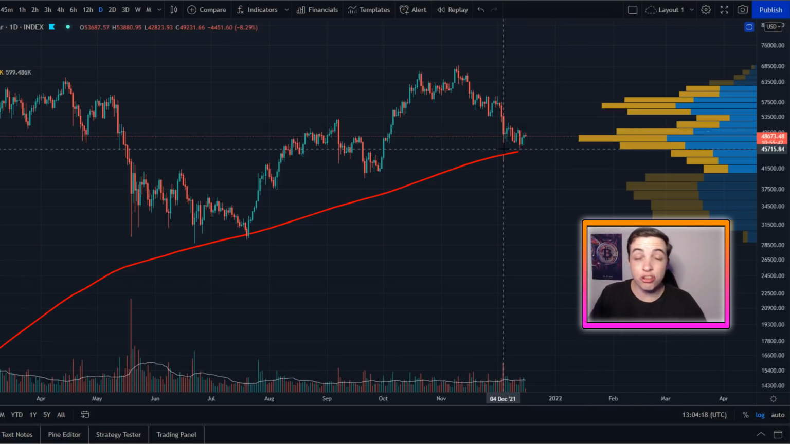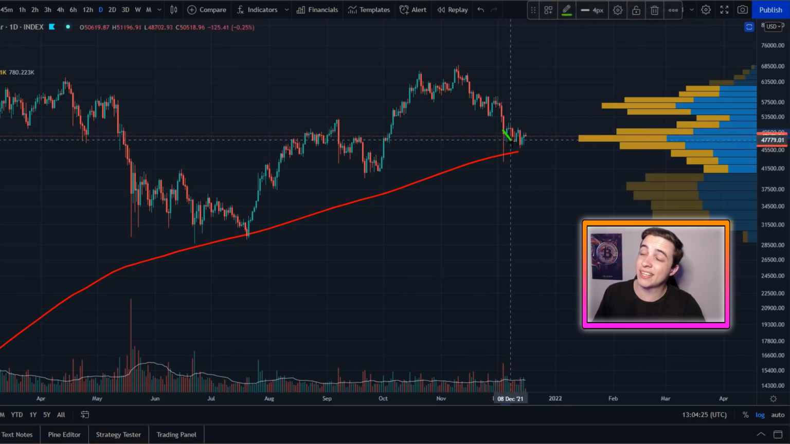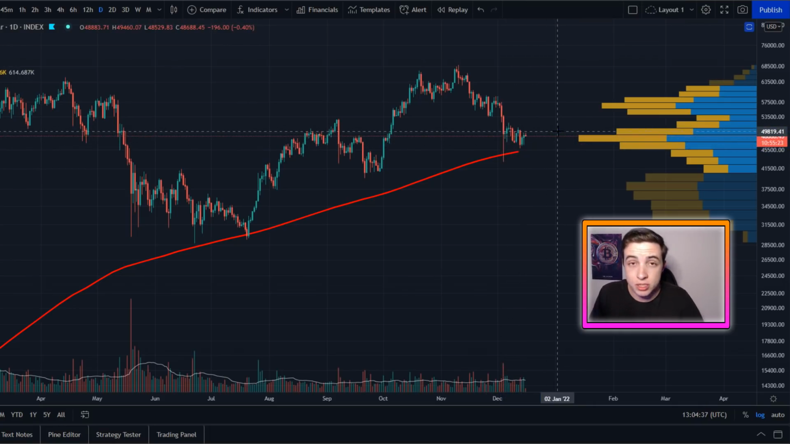But it's important to mention that nothing is guaranteed in these markets. So just because we have a few of these signs showing us that we could be reaching a bottom as we are running into some major support, it is still not impossible for Bitcoin to go lower, because nothing is impossible when it comes to Bitcoin.